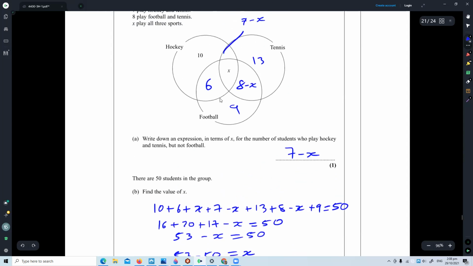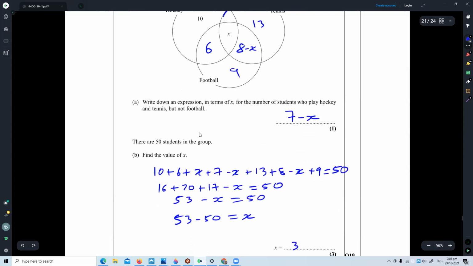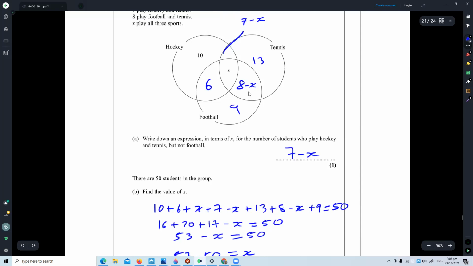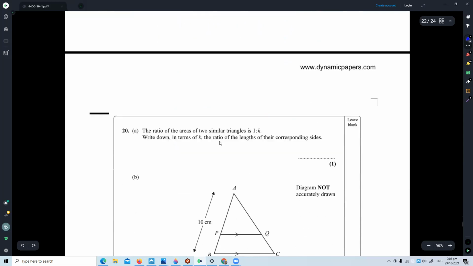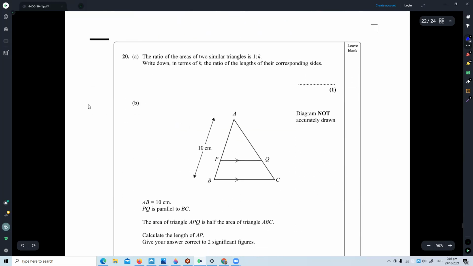So all I did is add everything up and make sure that I put the x's with the x's. There's 2 negative x's which cancel out with the x here, and then all the numbers add up to 53, and then that's good. All right, so question 20.